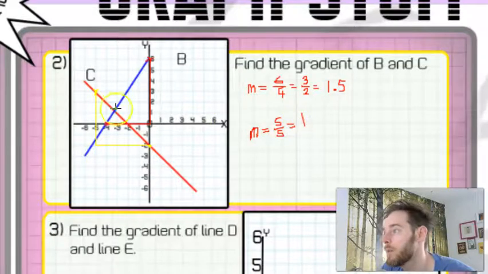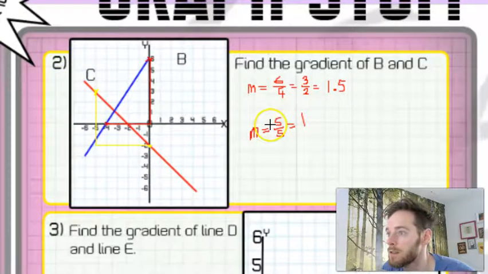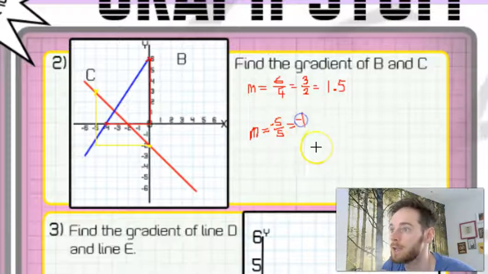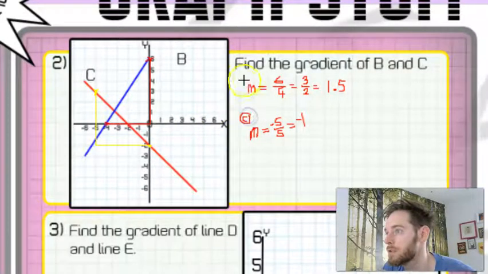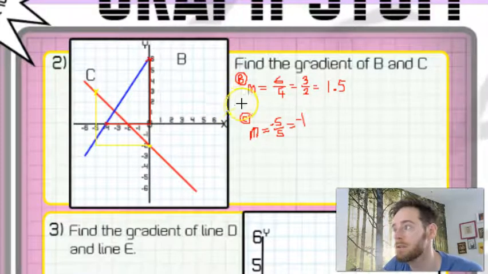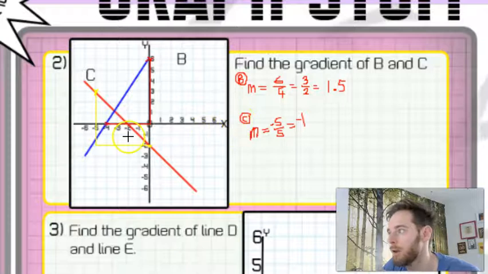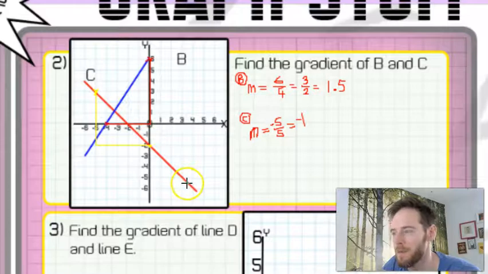But now we remember, oh, it's a negative line because we can see it's going down from left to right. It's going downhill. So actually our gradient is negative 5 over 5, and therefore negative 1. Negative 5 divided by 5 is negative 1, and that's the gradient of line C. So let's just label which ones are which. So that's C and that's B. So just be careful when you get negative gradients. I think the easiest way to do it is ignore the fact it's negative, but at the end remember that it's negative, if that makes sense at all.